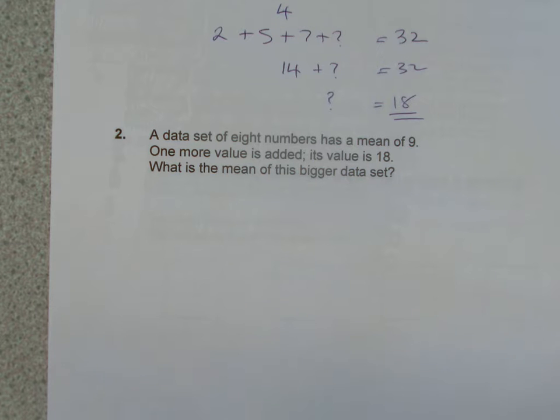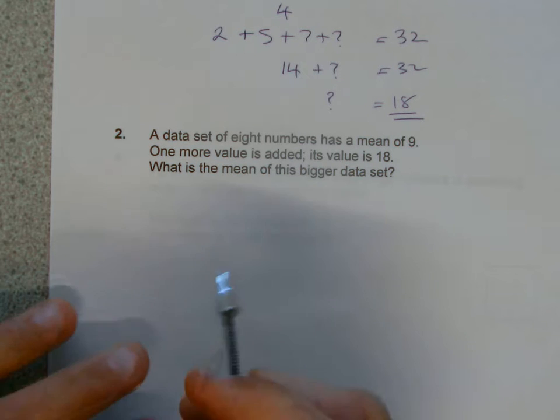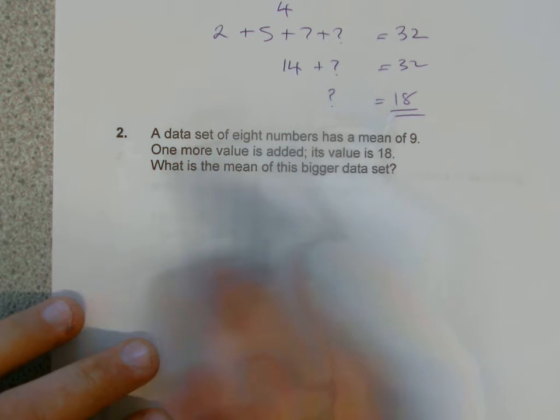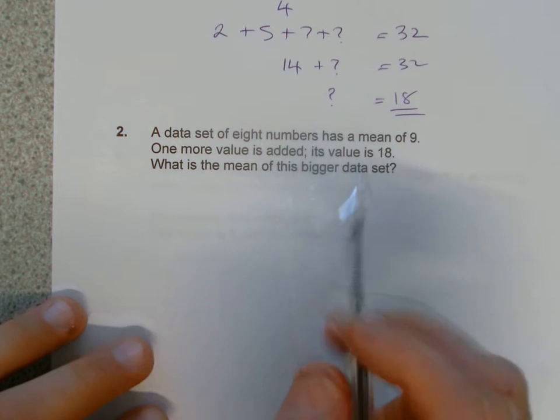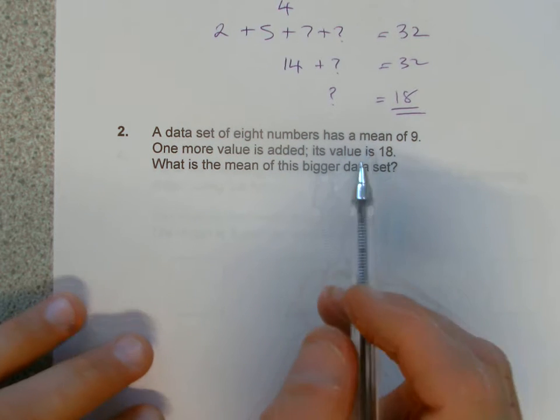A data set of 8 numbers has a mean of 9. One more value is added. Its value is 18. What is the mean of this bigger data set? So we don't know what these 8 numbers are, but we know they've got a mean of 9.